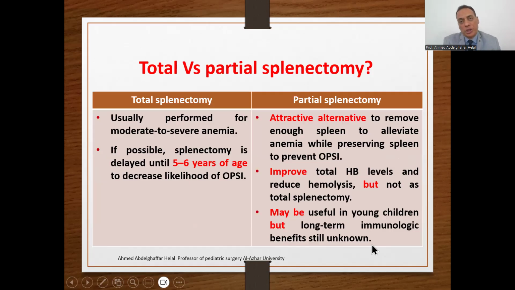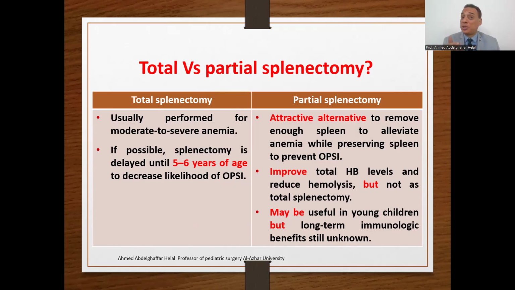Now the question: total or partial splenectomy? Total is to remove the whole spleen, or partial splenectomy is to remove part of the spleen and leave part for the immune system. Total is usually performed for the moderate to severe anemia, as we said. If possible, the splenectomy is delayed until 5 to 6 years of age to decrease the risk of what's called overwhelming post-splenectomy infection. The abbreviation is OPSI. It's very important.